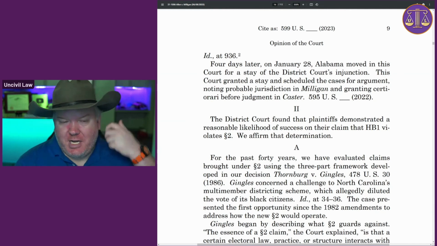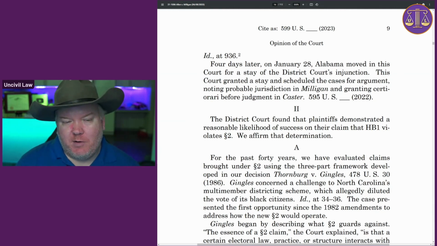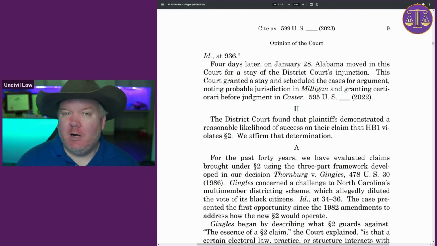4 days later, on January 28th, Alabama moved in this court for a stay of the district injunction. The court stayed the injunction and scheduled argument. The district court found there's a problem. We affirm. All right, there's a problem.